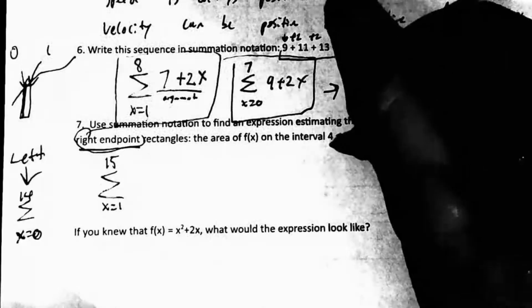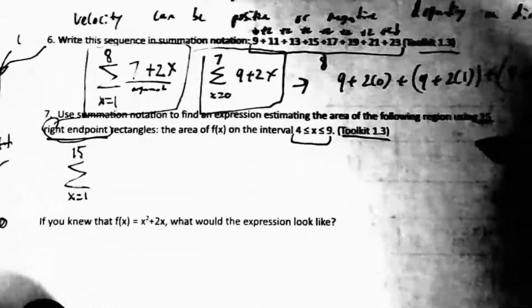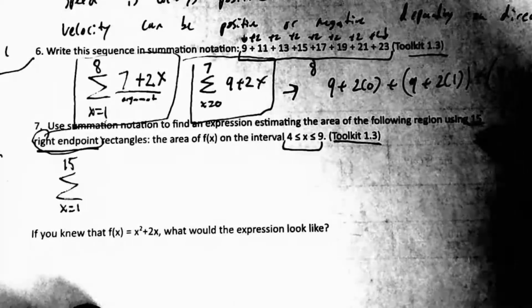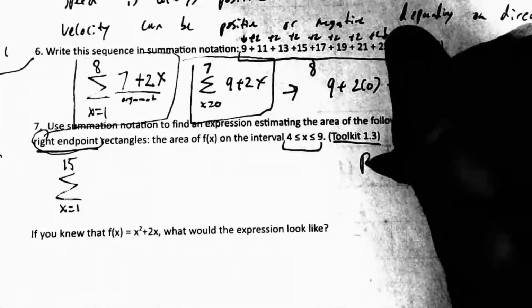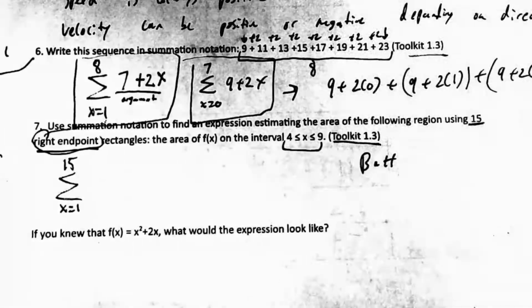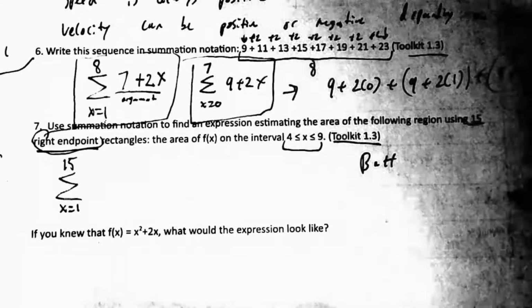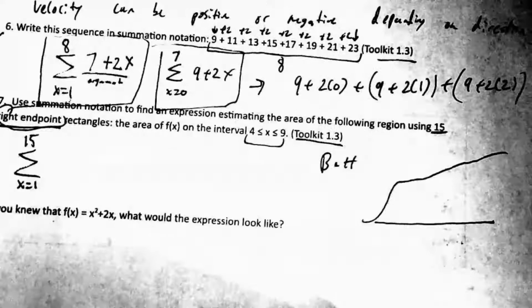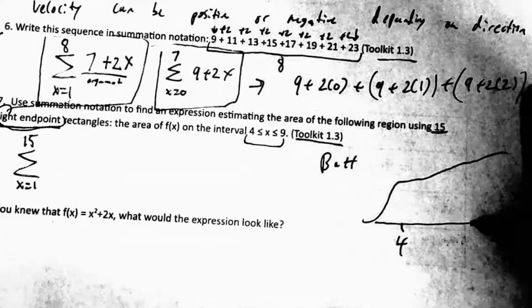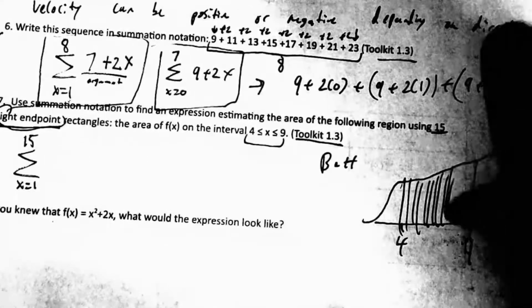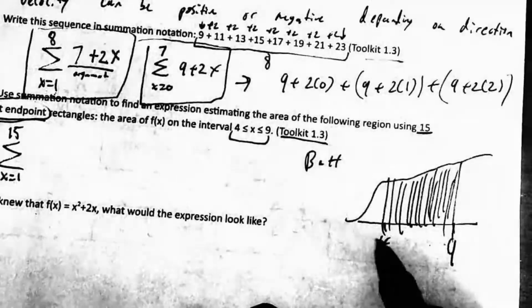the rest of this. So we need to find the area from the interval 4 to 9. We have 15 rectangles. If you think about rectangles, the area of a rectangle is base times height. So we need to find the base and height of all these rectangles. The base is the easy part, because if you think visually, we have some function and we're trying to find the area from 4 to 9. And we're going to have 15 rectangles. This is not accurate, but I have 15 rectangles in between 4 and 9.